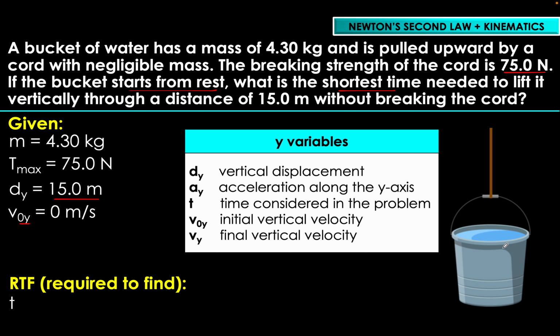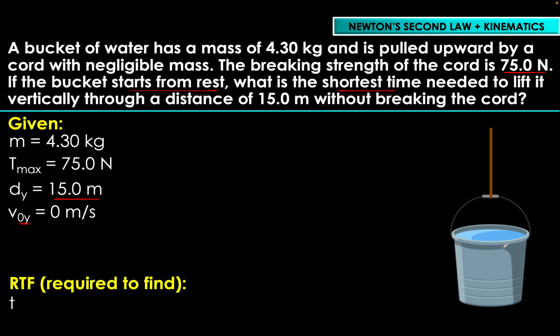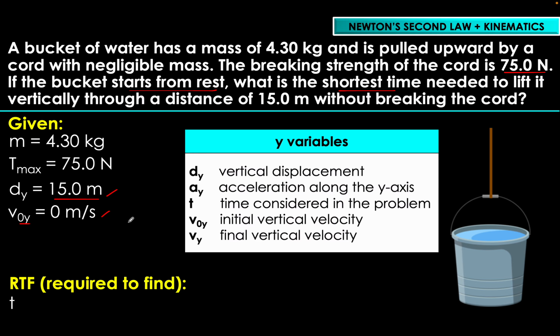So in this case, what might come to our mind first is kinematics, right? Because the required to find is time, and then you see the other kinematic variables like displacement, velocity. So we can consider thinking of kinematics first. And if you look at the inventory of our y, or vertical variables, we actually know displacement. We also know initial vertical velocity, and then time is the required to find. So if you look at this inventory of given variables, you can see that the missing variables are v sub y, or final vertical velocity, and then acceleration along y.